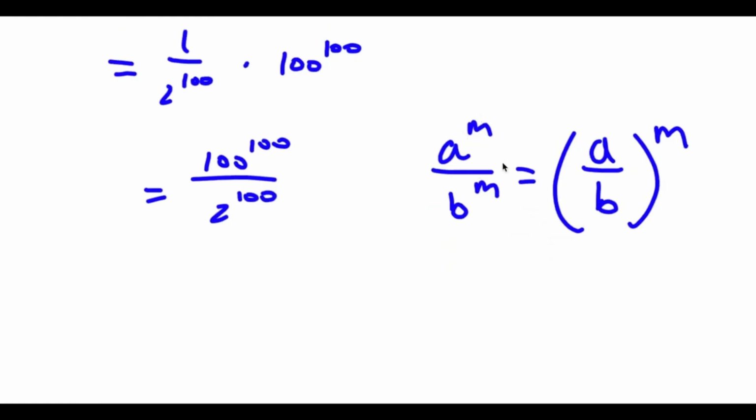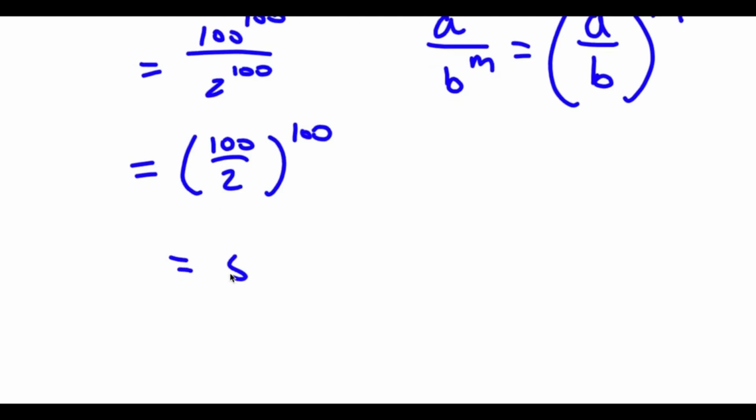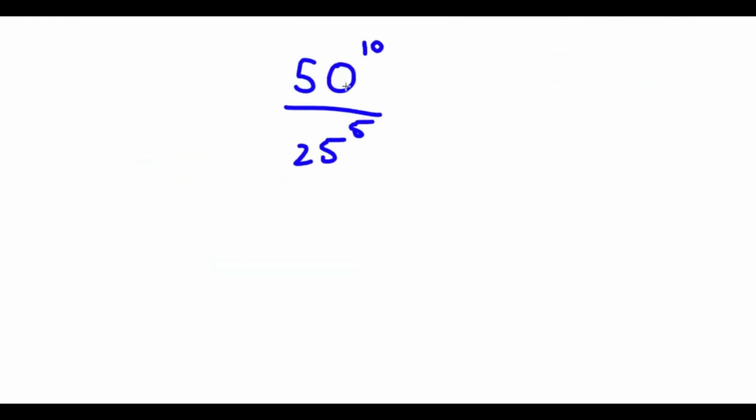So we are technically, in this case, factoring out our exponent here, because let's say we had 5x plus 15, we would be factoring out 5, right? So in this case, we are factoring out our exponent because both terms share the same exponent. So now this would equal 100 over 2 to the power of 100. 100 over 2, this is equal to 50, so I have 50 to the power of 100, and this is our answer.